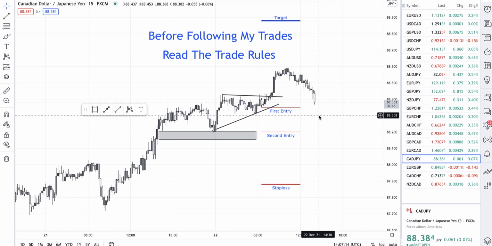I wouldn't be taking the second entry at this time, and I wouldn't be keeping the first entry if it would continue. So 4 trades were triggered today, 3 went to target, and 1 made some profit and then went back to break even. This was how I took the trades for today.